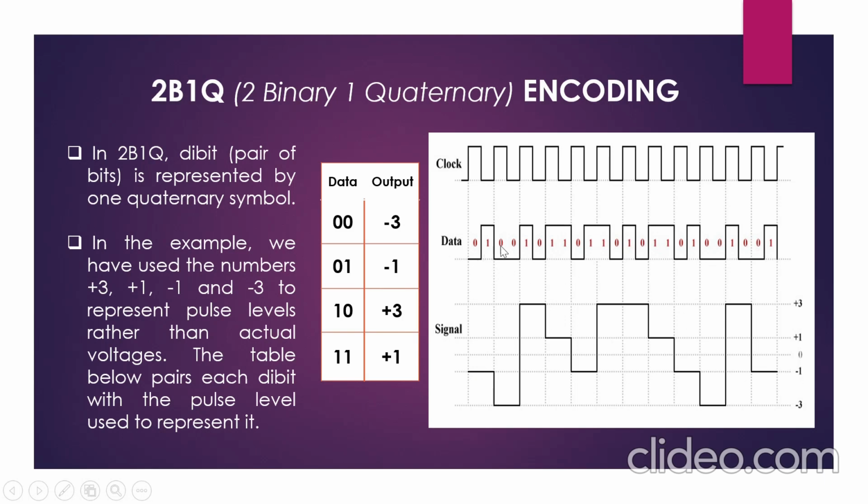Then there is 0 0, and 0 0 is -3. You can see it here, -3. You have plotted it here. Similarly, for other values like 1 0 and 1 1 and so on. So you simply check the dibit pattern, and the corresponding value can be seen from this table.